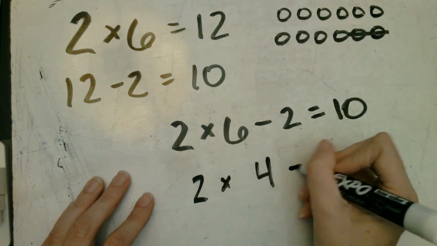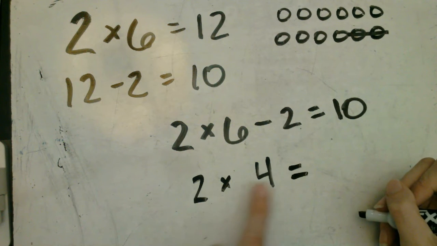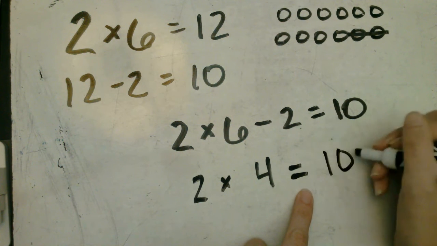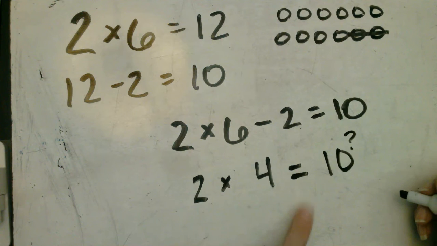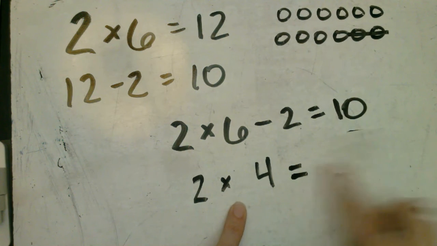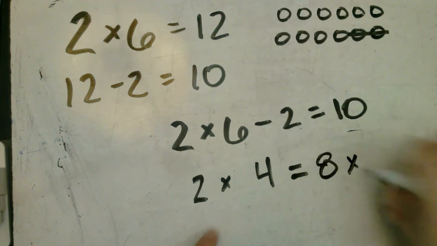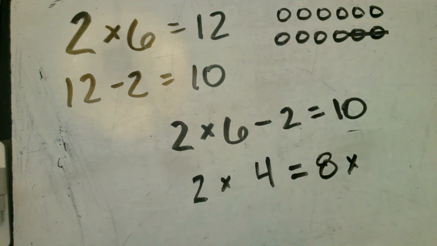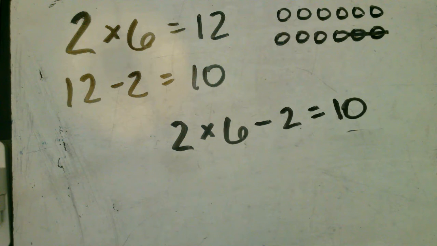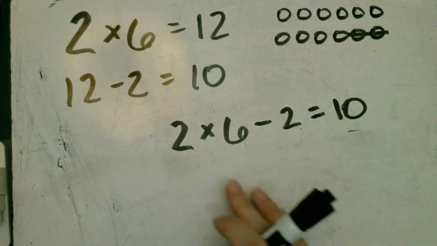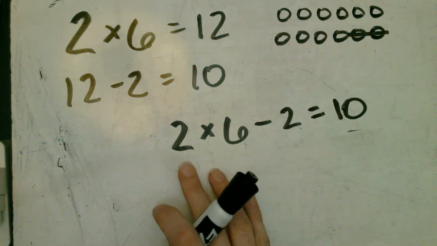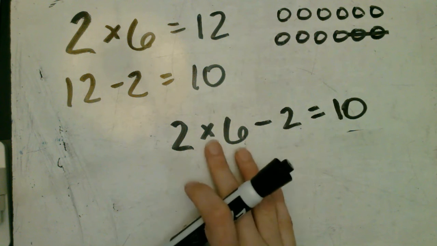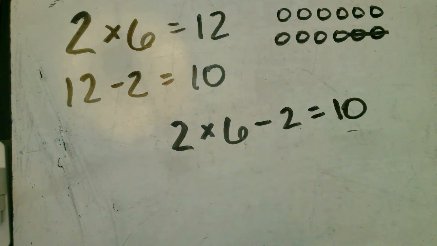Let's bring down what's left over. 2 times. Is 2 times 4, 10? No, 2 times 4 is 8. So that answer doesn't match our problem here. The order the information was presented to us and the order in which we solved it shows us that we have to solve the multiplication problem of 2 times 6 first. Because we need to do that, we need to use parentheses.